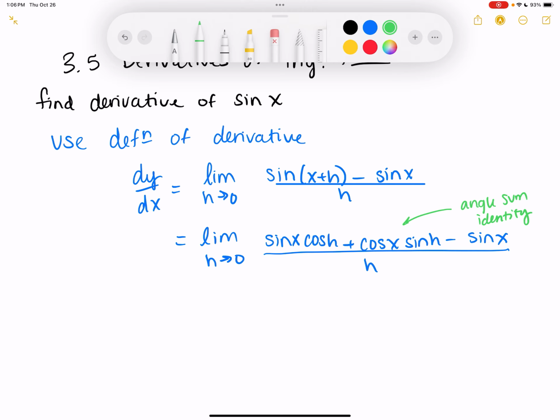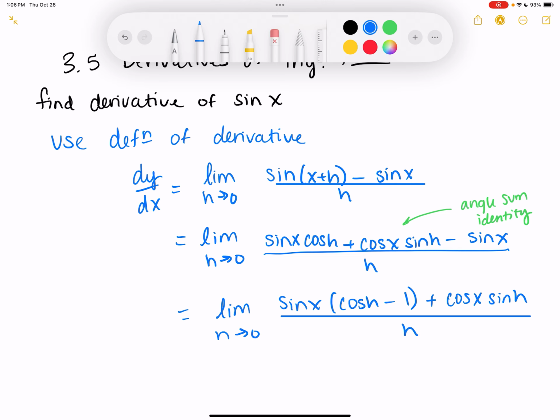So if I combine this sine of x and this sine of x cosine of h, I can take a sine of x out of those things. So I'm kind of reordering it and taking something out. And so I'm going to have the limit as h approaches 0 of the sine of x times cosine of h is left in this part, and I'm just left with a 1 over here. So cosine of h minus 1 plus this cosine x sine h all over h.